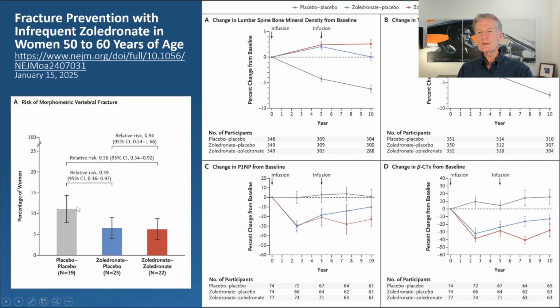So here's placebo. This is the risk of fracture. I think it's over the 10-year period. 12% of women fractured on placebo, whereas people on Reclast, whether it was 1 infusion or 2 infusions, had about the same reduction in fracture risk, about 40 to 45% reduction. These don't eliminate your chances of fracture, they just reduce the risk of fracture.